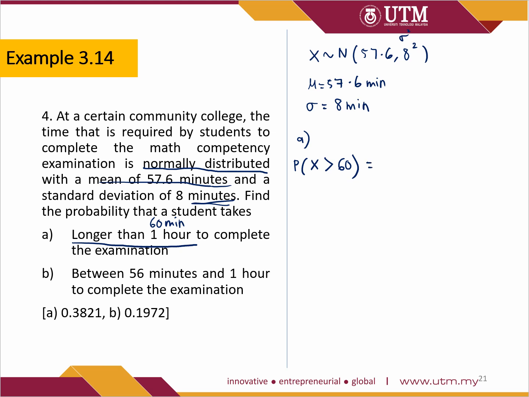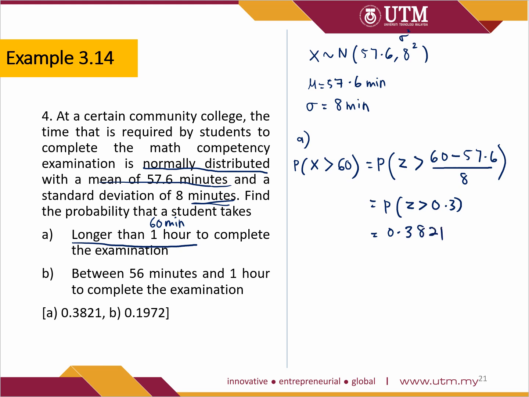First, you have to transform this into standard normal. So it will be z greater than 60 minus the mean, divided by the standard deviation, and you will get z greater than 0.3. I'm not going to show you how to use the table. You can refer to the table and you will get 0.3821.